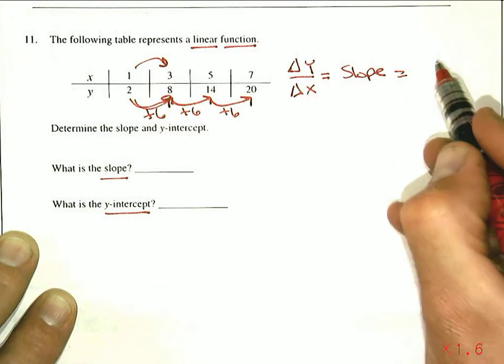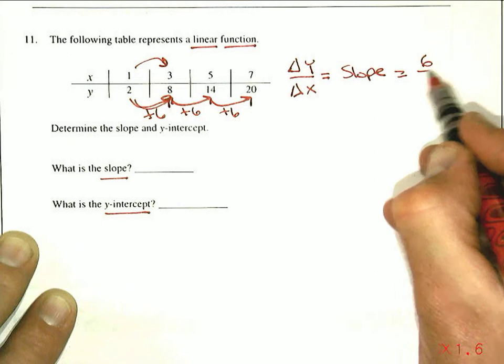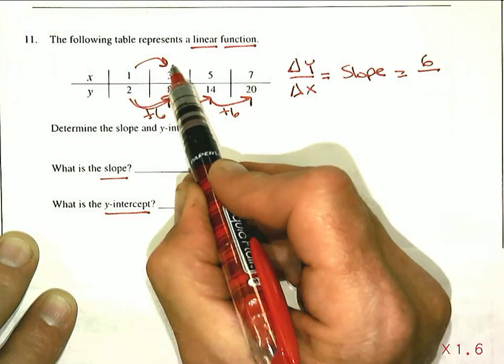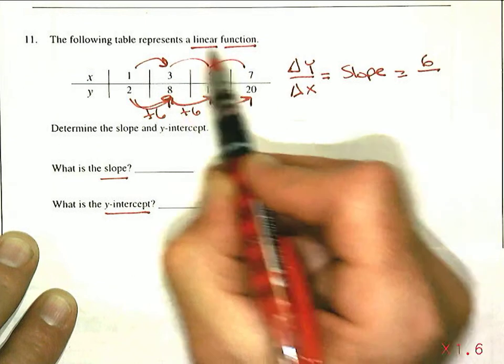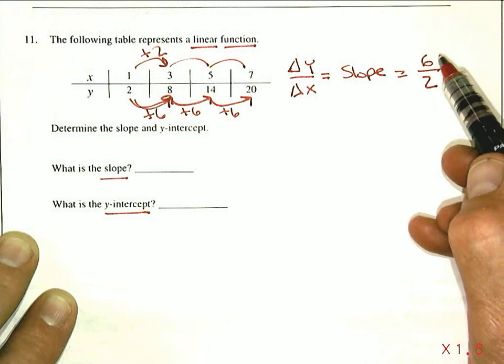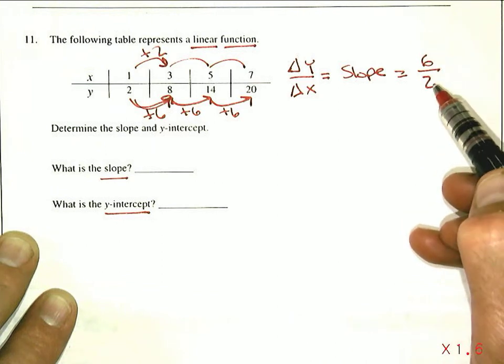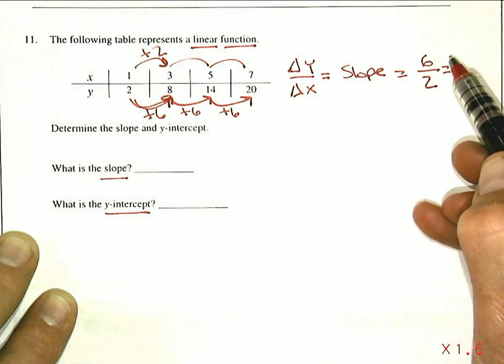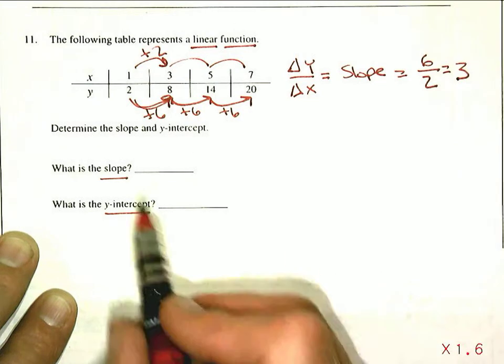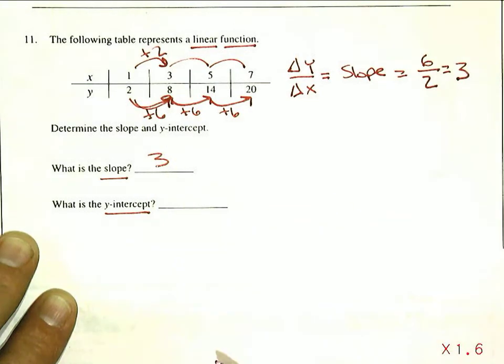So if our change in y is up 6, and then we look at the change in x, we go from 1 to 3, and 3 to 5, and 5 to 7, that's up 2. And so our slope is a change of 6 over 2, and if you simplify that fraction, 6 divided by 2 is 3. So the slope of this is 3. It's really going up 3 each time.